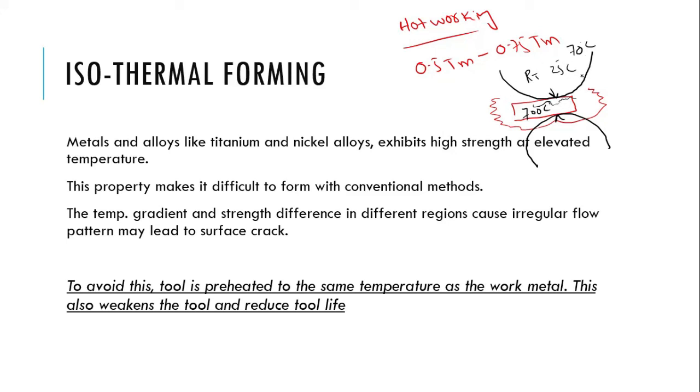So what we do is we also heat the tool up to a certain temperature. If not 700 degrees centigrade, then at least let's say 500 degrees centigrade, closer to the temperature of the workpiece. So our primary purpose is to reduce the temperature gradient. So we heat the tool also to reduce the temperature gradient, so that the rate of heat transfer also reduces. Although it reduces the tool life as well, plastic deformation occurs smoothly.